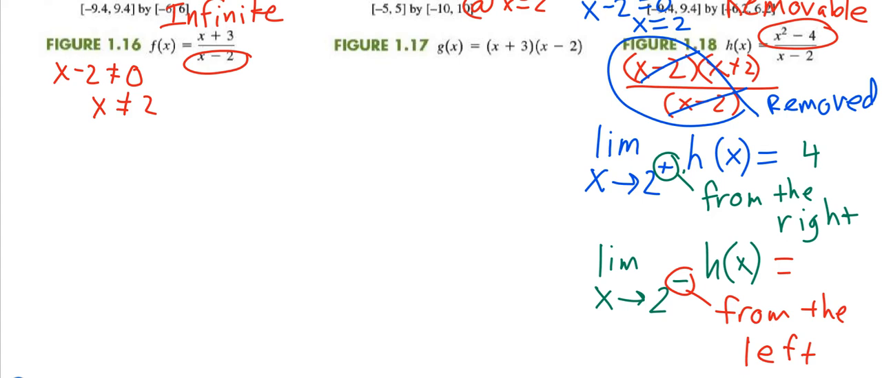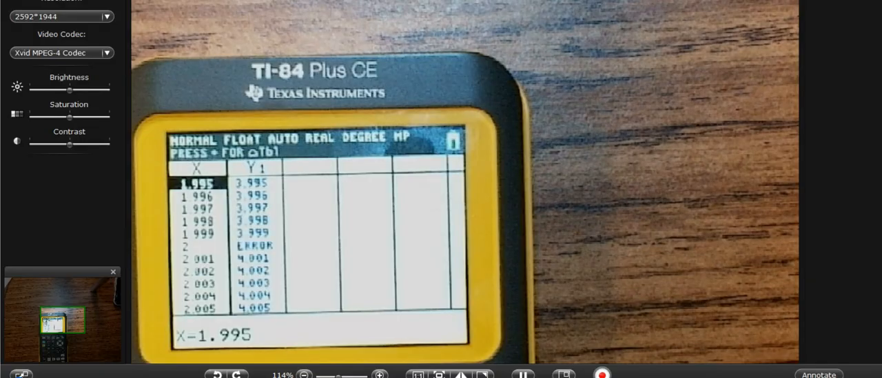So what's happening? Go back to your table and look at what's going on. As x approaches 2 from the left, what are we getting close to in terms of the y values? Also 4, aren't we?